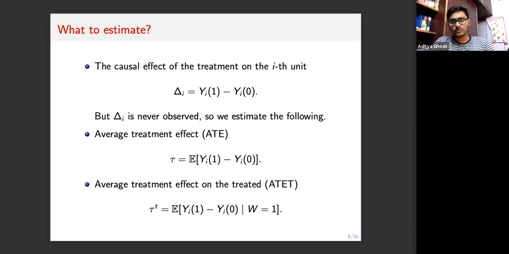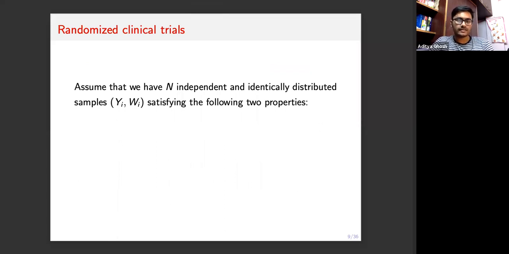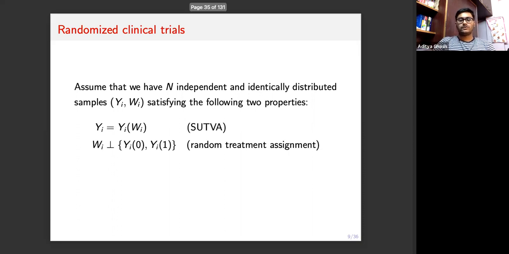Okay, so these two are the main quantities that we want to estimate here, and these quantities also appear in the context of randomized settings. So in randomized clinical trials, what do we do? We take n units, and we randomly assign them into two groups, treatment and control. Here are two assumptions that we are making. First one is SUTVA, and the second one is the random treatment assignment.